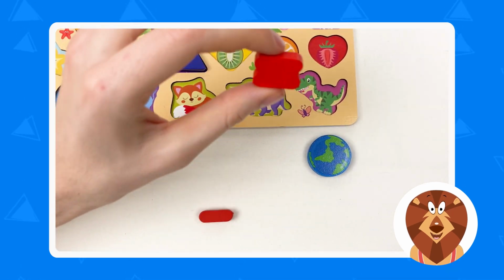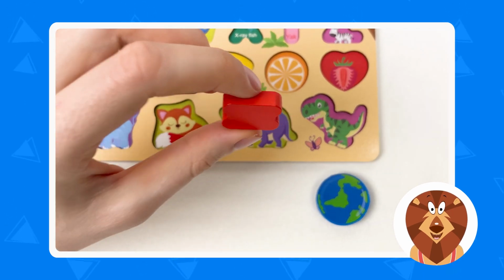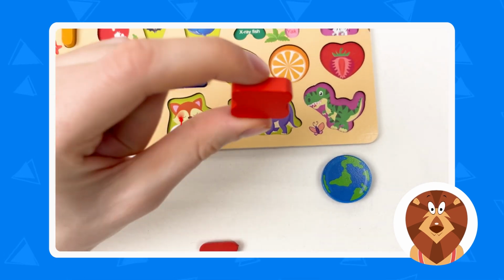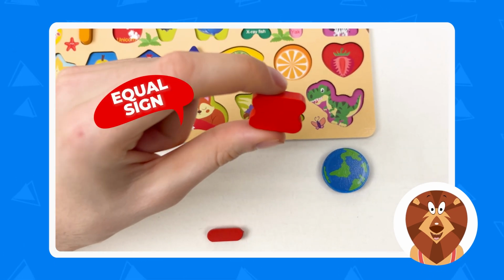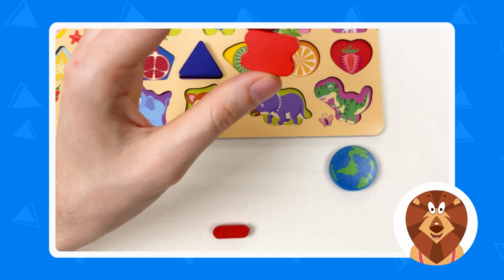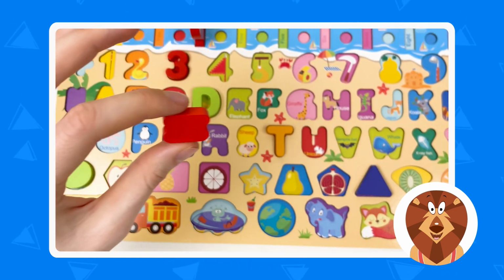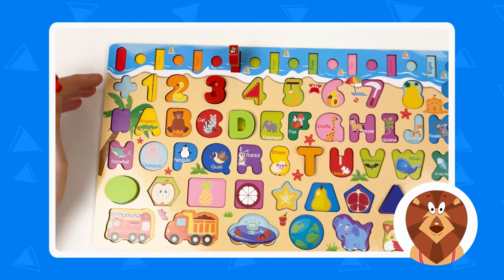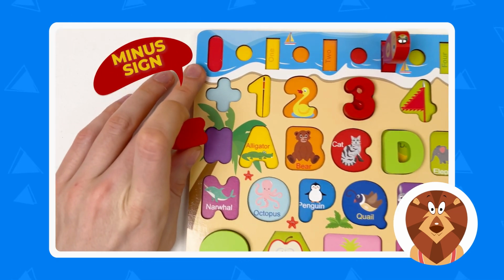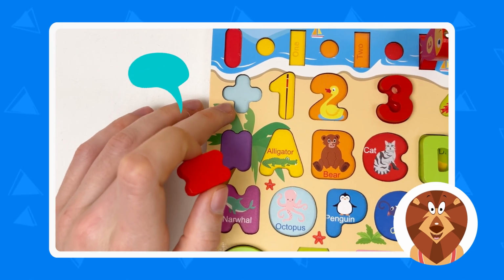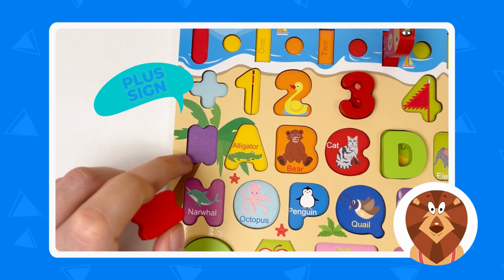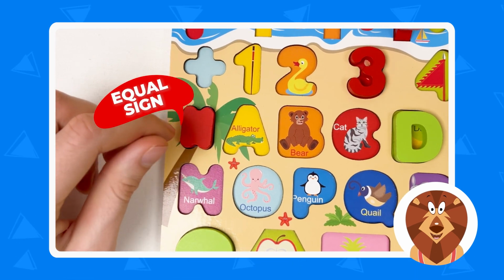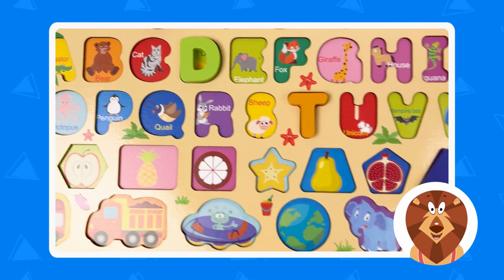And let's take this. And this is the symbol, or how it's called, the sign, and it's called the equal sign. And it's used in math. So let's look around where we can put it. And I can see that here is the minus sign, here is the plus sign, and here is the equal sign. Great. And it's a red color.